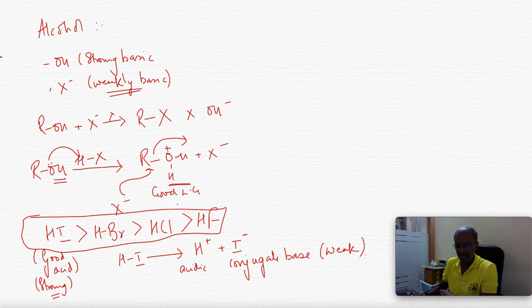In that halogen series, you can see. Now we will see the last thing, one more thing: ethers.